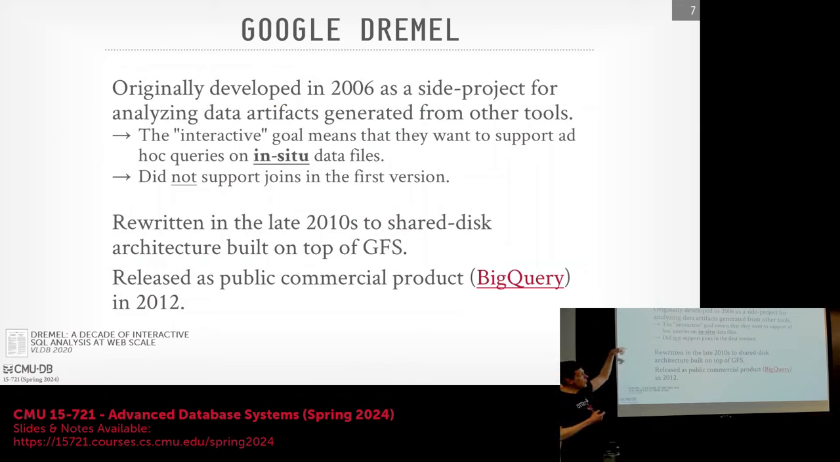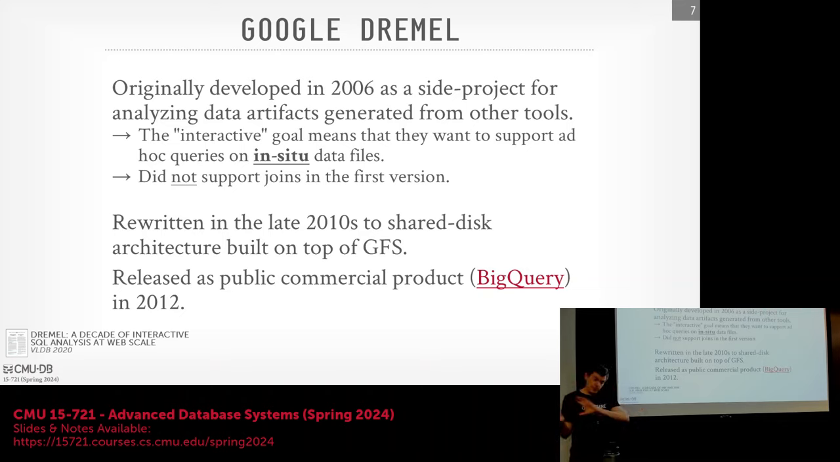So again, this was a side project at Google, like 20% time, one day a week they were allowed to work on this. And the original problem they were trying to solve was that there are all these artifacts being generated from different tools and services all throughout Google that are just showing up on GFS, an internal file system. And they wanted to be able to run queries on top of this data through SQL rather than writing the C++ MapReduce jobs.